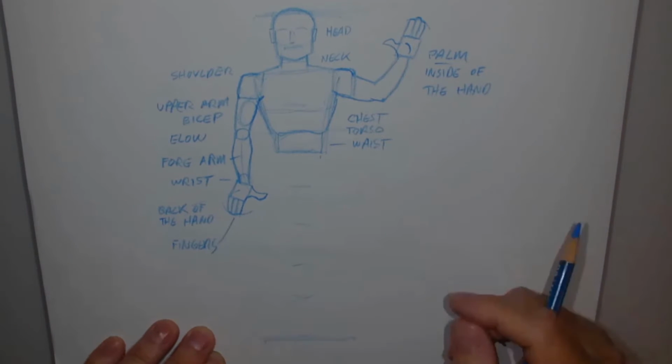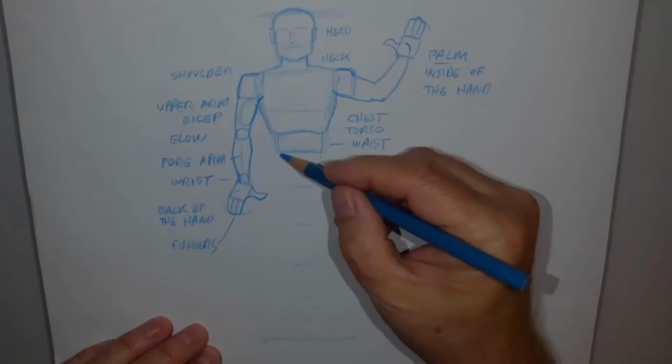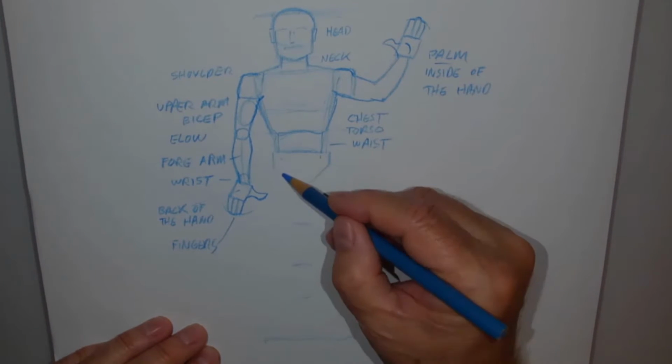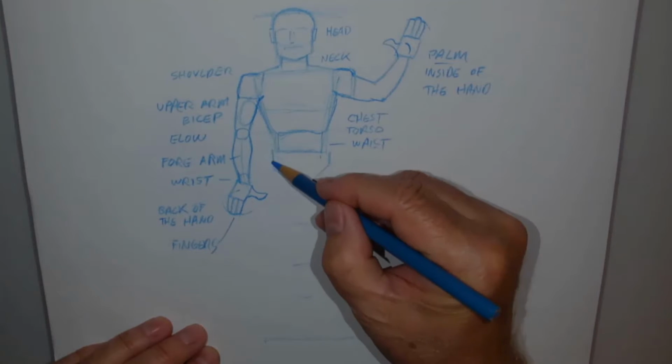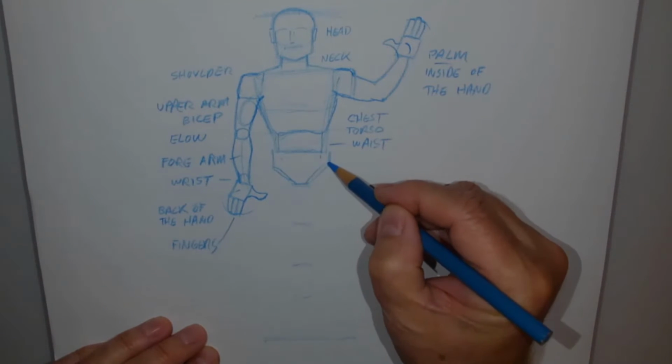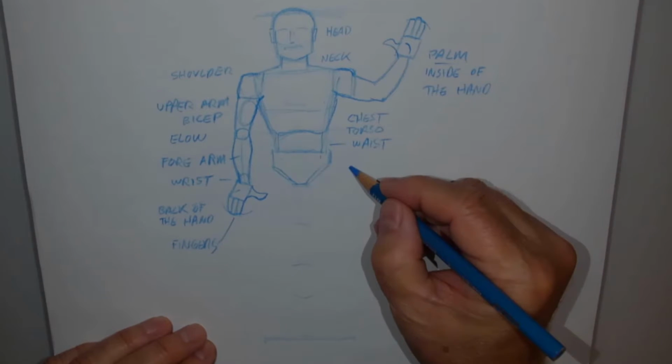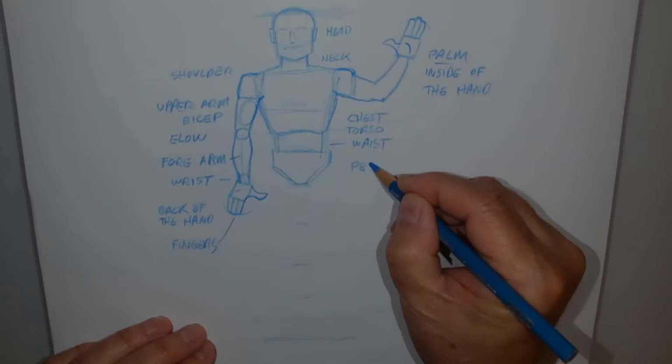All right, cool. So now we're going to work our way down the body. So now I'm going to use a different shape. I'm going to use this sort of shape here. And what that represents is this whole shape here is the pelvis.